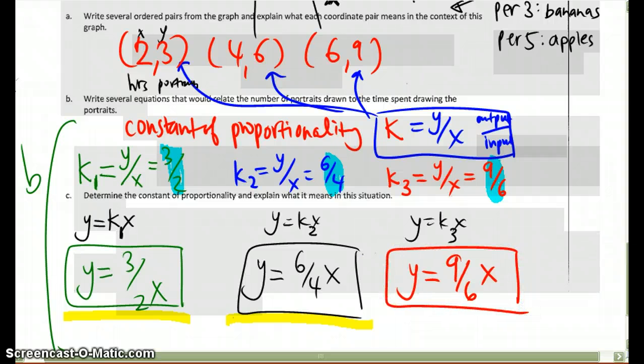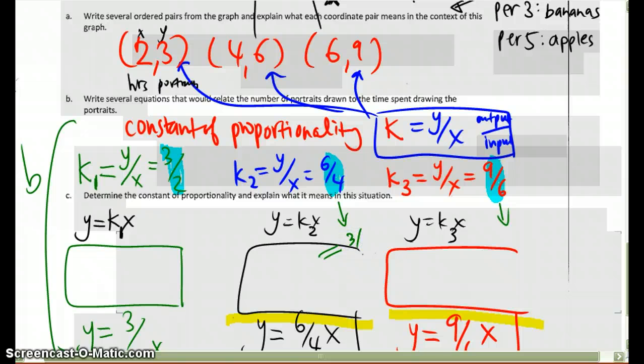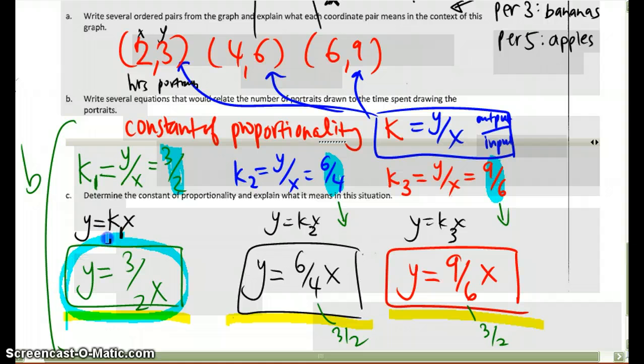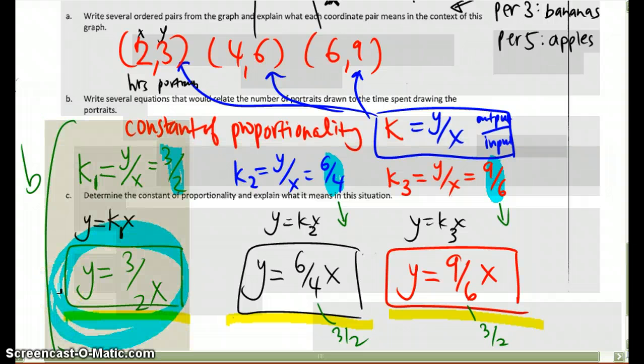Now actually all 3 of these equations are the same. The ratio is just different. The constant is all the same. If I were to reduce 6/4, I would get 3 over 2. If I reduce 9/6, it's 3 over 2. This is the equation right here that determines the unit rate and everything.